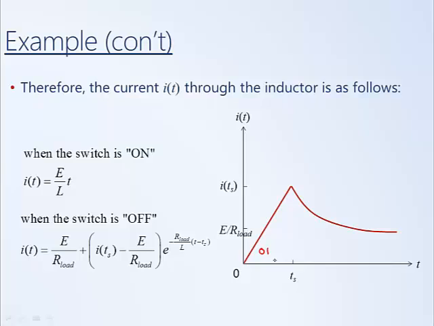So when the switch is closed, current increases, and then when the switch is opened, it will decay. This is making the presumption that we waited until the current was greater than E divided by R load before we flipped the switch. The way that this boost converter works is to continue to switch the switch on and off in order to achieve an output voltage at the level that we desire.